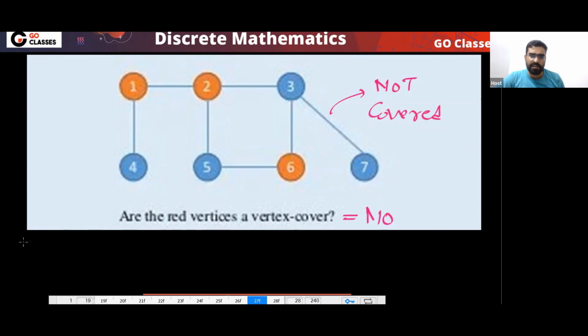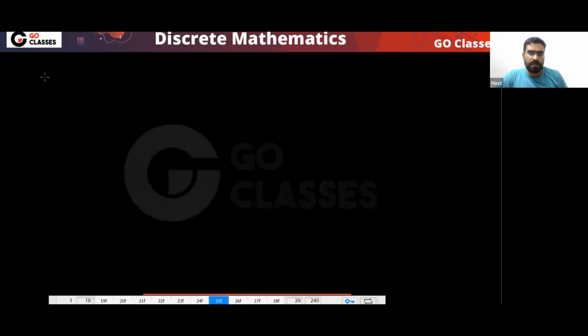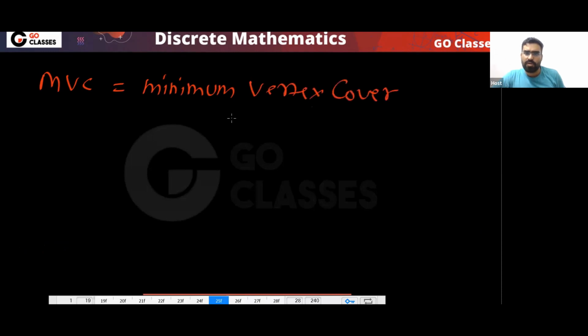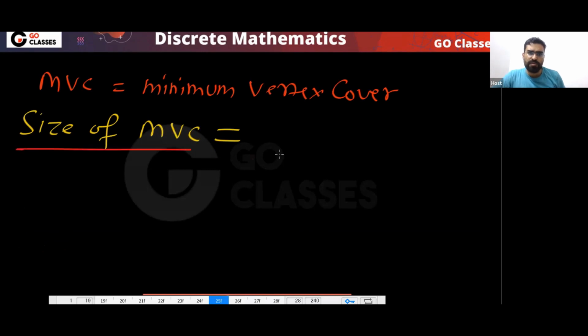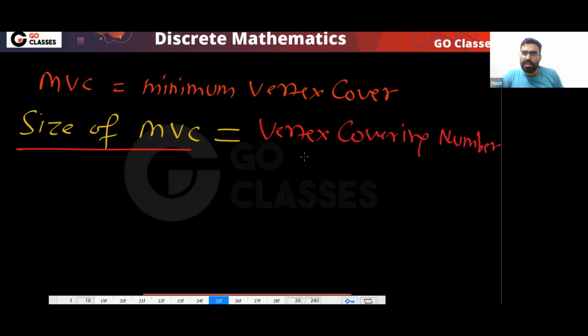What is the minimum vertex cover here? What is the size of the minimum vertex cover? MVC means minimum vertex cover. And remember, what do we call the size of the minimum vertex cover? We call it the vertex covering number, and we denote it by the symbol beta. This beta symbol we use for the vertex covering number.